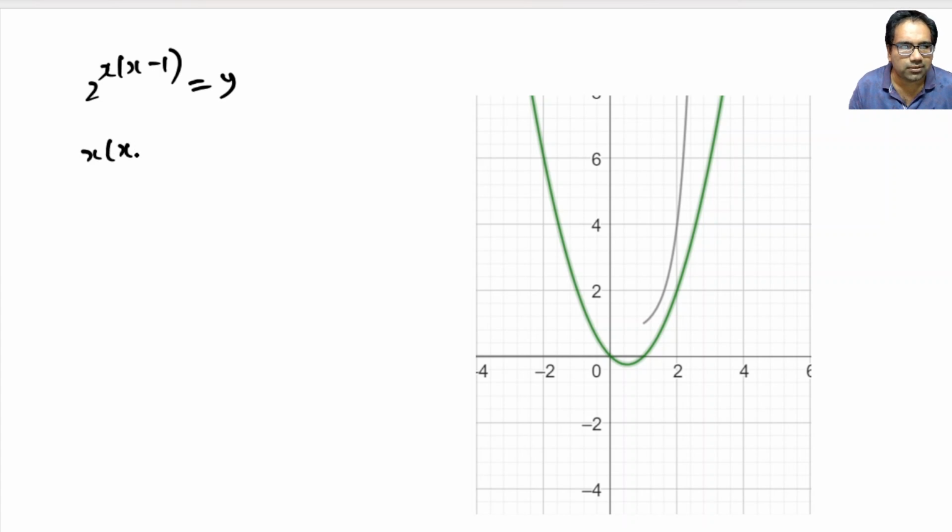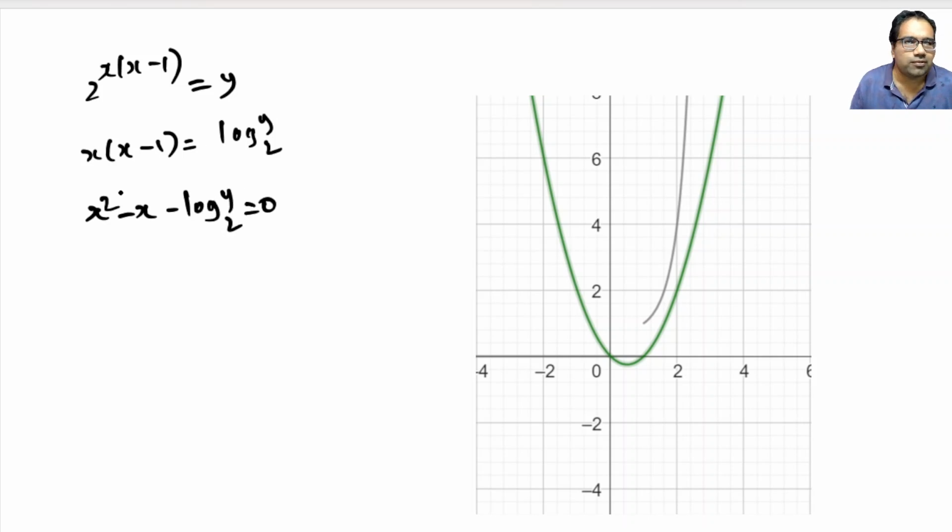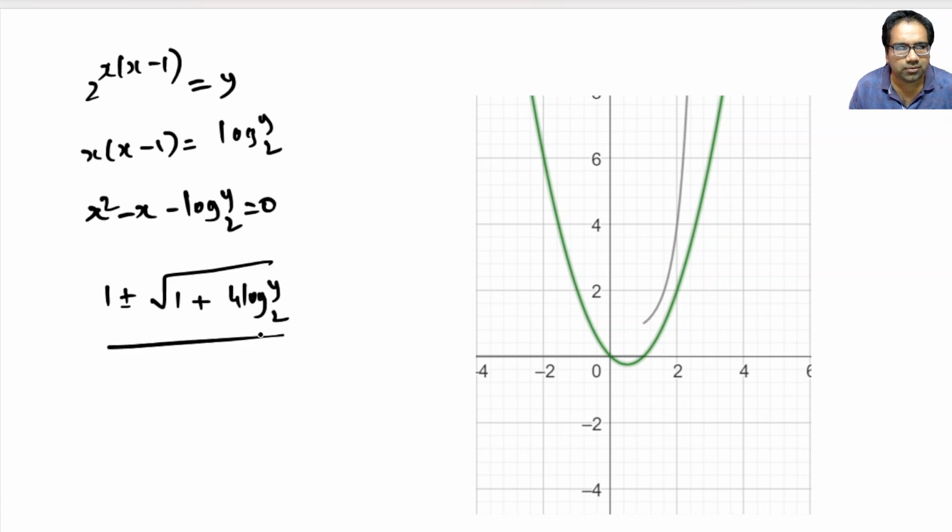Then x(x−1) will become log y to the base 2. That means x² − x − log₂y = 0. So this is in the form of a quadratic equation, ax² + bx + c. What are the roots? Minus b, that is 1, plus or minus the square root of b² that is 1, minus 4ac, that is minus of minus, which is plus 4 log y to the base 2, all divided by 2a, that is 2.